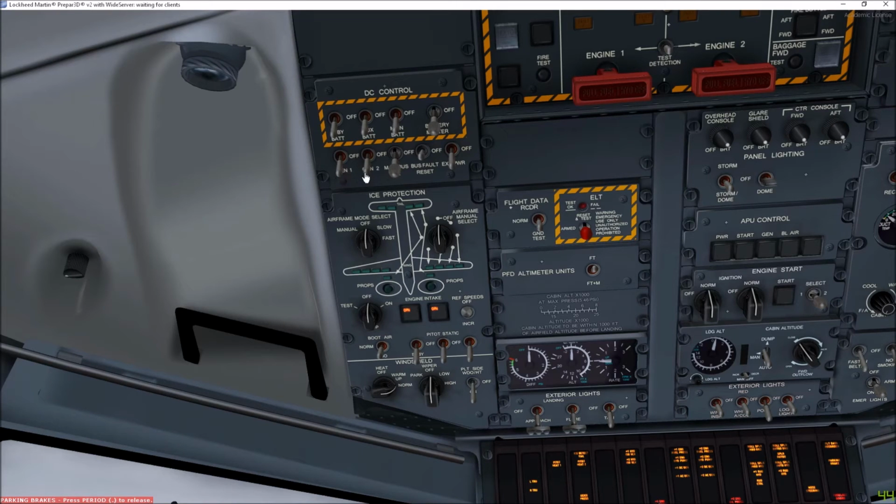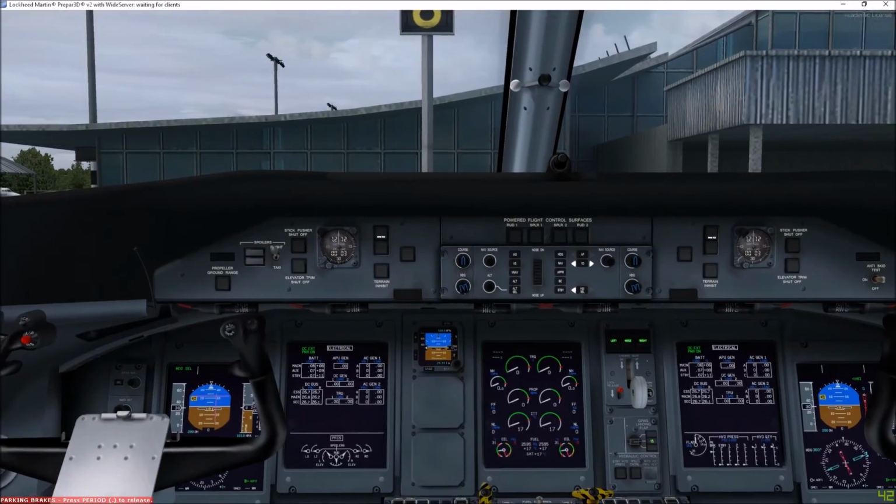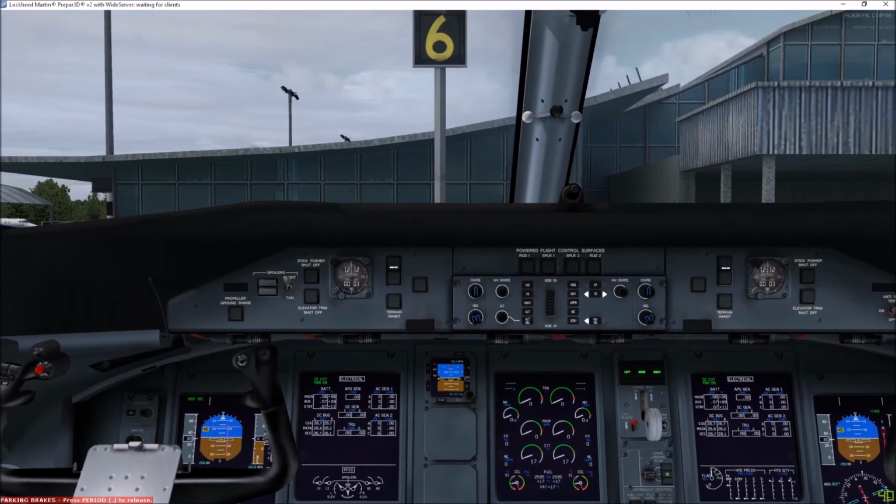Here we have the master switch for the DC engine generators, which are always left on. The master switch for the DC external power connection, which is on at the current time, as we're on the ground with the APU offline.